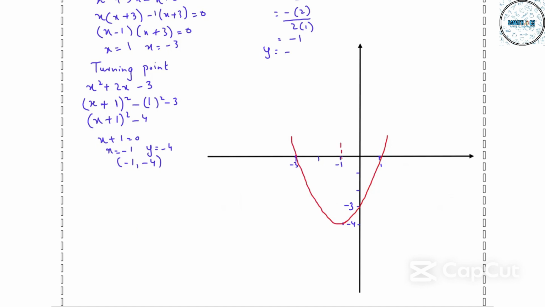X is equal to minus 1 is the line of symmetry, as the graph of a quadratic equation is a symmetrical curve. The coordinates here are minus 1 comma minus 4. The coordinates of the y-intercept are 0 comma minus 3. The coordinates of the x-intercepts are 1 comma 0 and minus 3 comma 0.